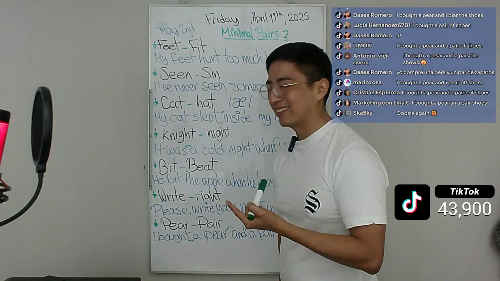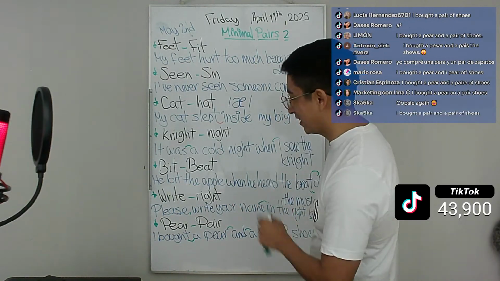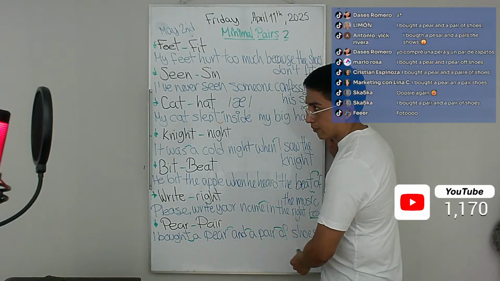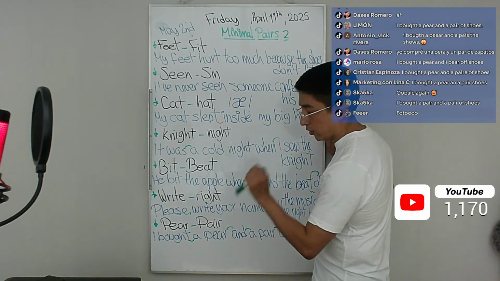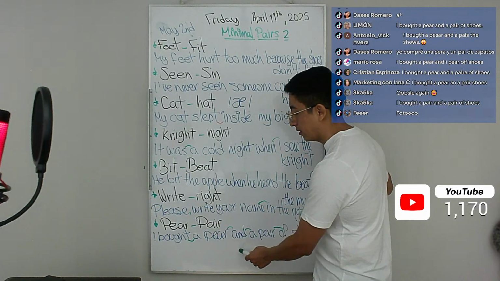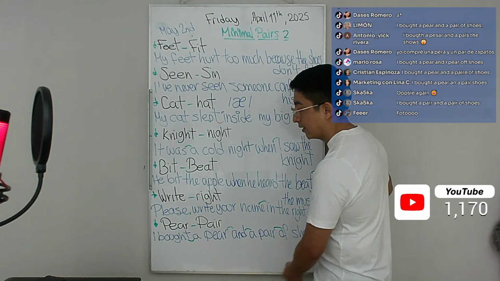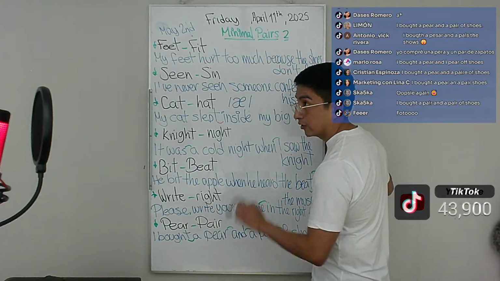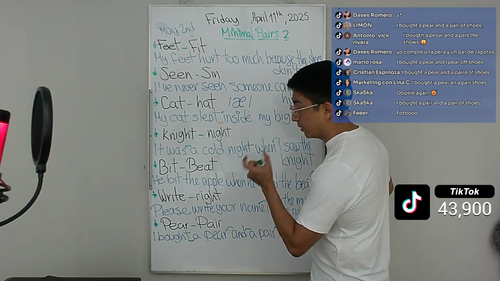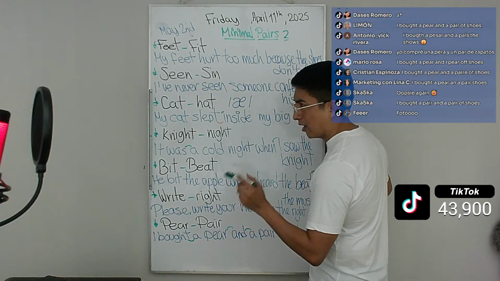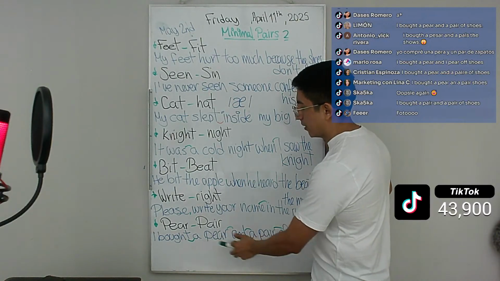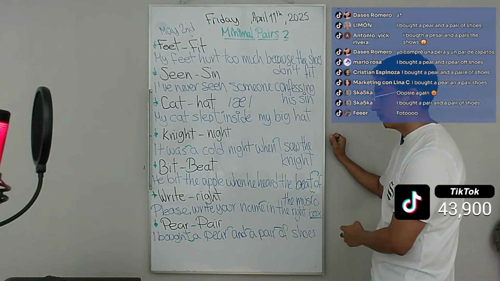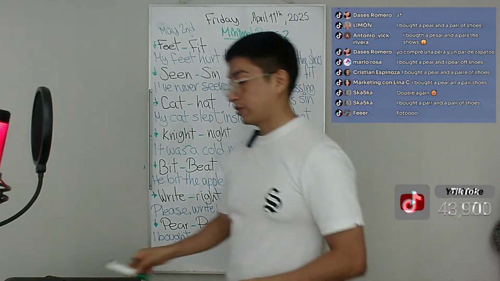So we're gonna practice this. Listen and write this part. I bought a pear and a pair of shoes. Slowly. I bought a pear and a pair of shoes. Okay, don't stop, guys. Don't make any pause. Again, now with the normal speed. I bought a pear and a pair of shoes.